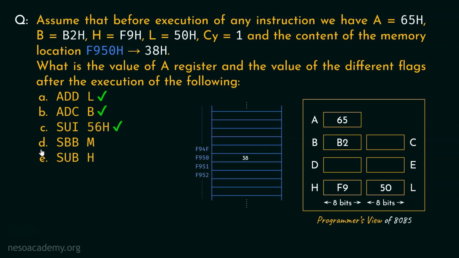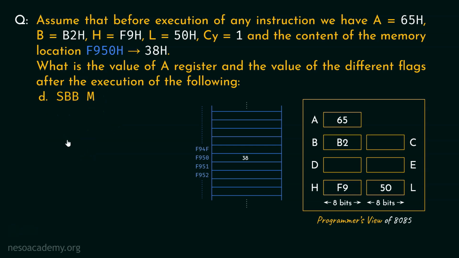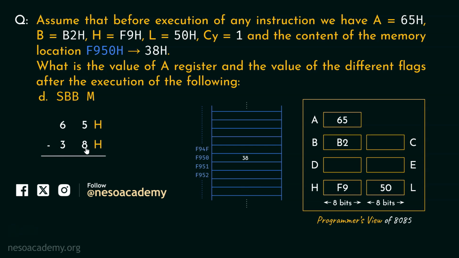Let's now focus on the fourth instruction, that is SBB M. Now I hope you remember what SBB M does. Subtract with borrow, and what will be subtracted? The content within the memory location, which is pointed by the HL register pair. In the HL register pair, as you can notice, the address F950 is given, and within the memory location F950, we have got the value 38. So from the accumulator's content, that is 65, we are going to subtract 38.